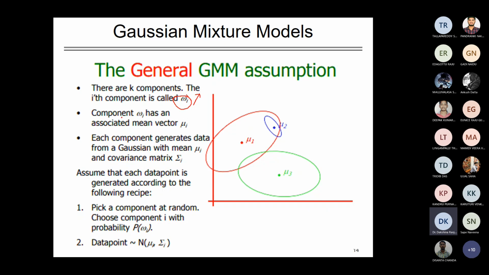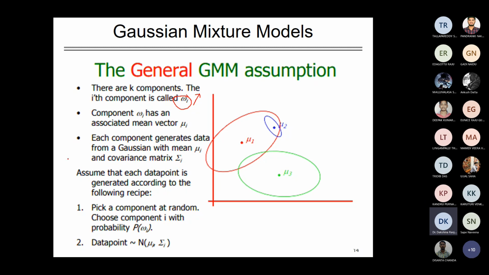Now the component omega I has an associated mean value mu I. We have k components, and if the ith component is represented by omega I, then it has a mean vector mu I. Each component generates data from a Gaussian with mean mu I and covariance matrix sigma I. For each class we can generate the density from a Gaussian with mean mu I and covariance matrix sigma I.